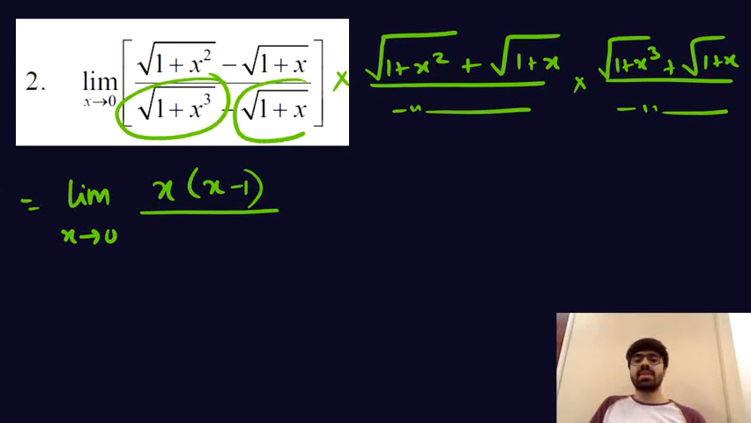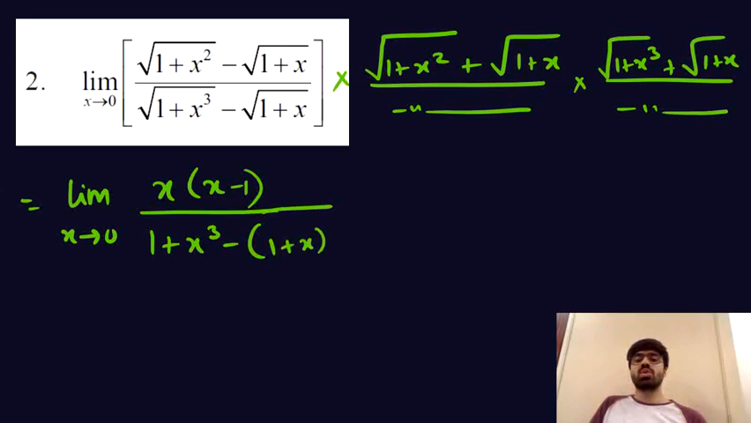Then this and this. So when you rationalize it, the denominator becomes this square minus this square. That will be 1 plus x cube minus bracket 1 plus x. You open up the bracket, it is minus 1 minus x. 1 minus 1 gets cancelled. x cube minus x. So you can pull out x common from there. So you have x into x square minus 1. x square minus 1 will be written as x plus 1 into x minus 1.